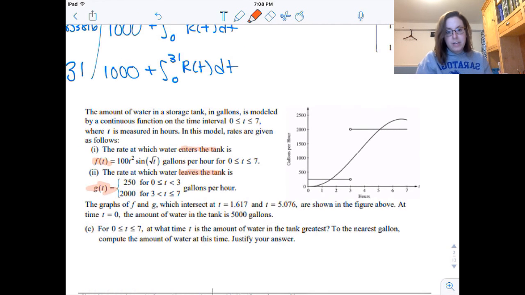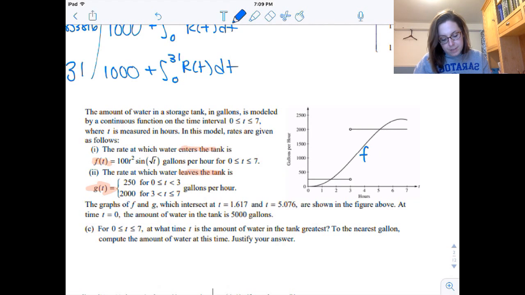It looks like this. So f and g are both pictured. This is f, this is g, right? G has the jump in it. And they tell me that these intersect at these two values. At t equals 0, the amount of water in the tank is 5,000. So again, I see my initial there.